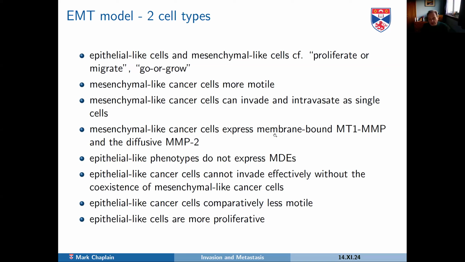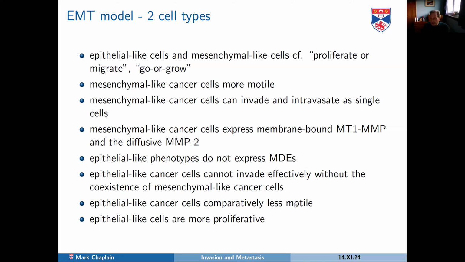And it's the mesenchymal cells that express these membrane-bound enzymes and also the diffusive enzymes. So they're doing all the action at the front. The epithelial cells, they don't express enzymes, and they really can't. They can invade, but they need to be in the presence of mesenchymal cells. So they're kind of playing follow my leader, if you like, whereas the mesenchymal cells are more or less independent, and they are the ones that are pioneering into the tissue.